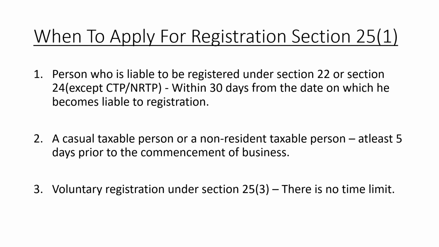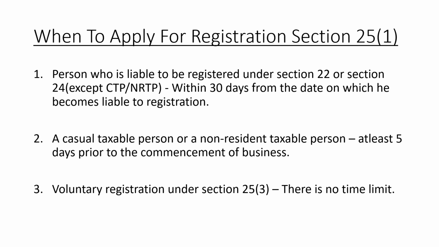So, when to apply for registration? Section 25 subsection 1 of the CGST Act specifies when a person becomes liable to be registered. There are three different cases for the same. First case being a person who is liable to be registered under section 22 or section 24, that is on the basis of threshold limit. Then such person needs to be registered within 30 days from the date on which he becomes liable to registration, that is, his turnover exceeds the threshold limit.